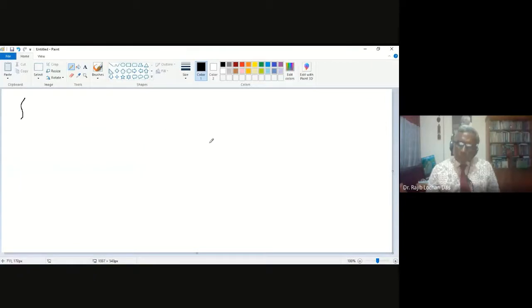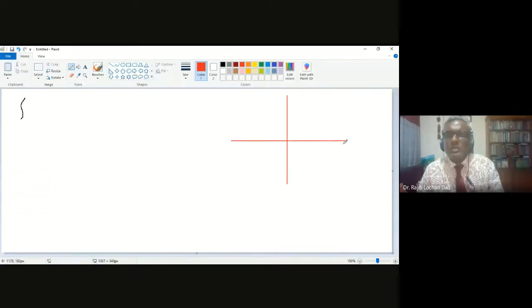Let us take the graph first. Say the graph is given, and the graph is given for y equal to sin x. Some of you may have an idea about the sin x graph. This is the sin x graph. It will be the same on the left side also.